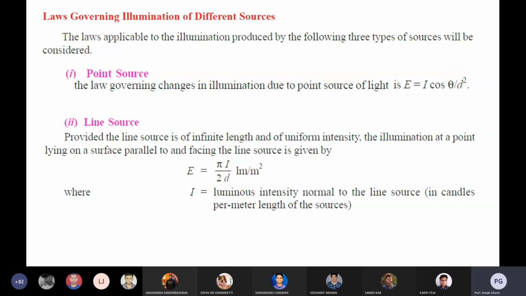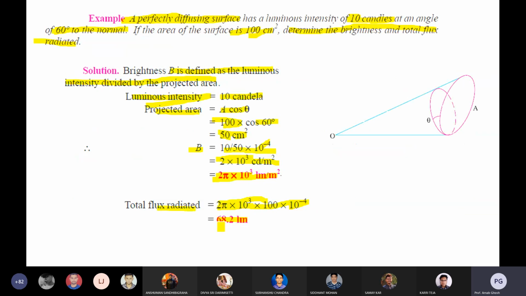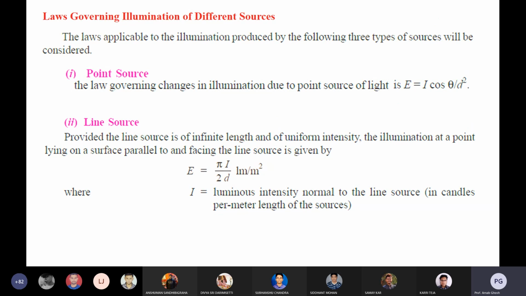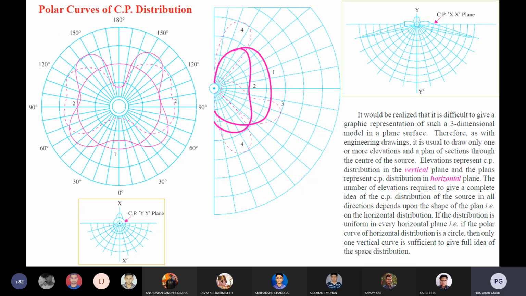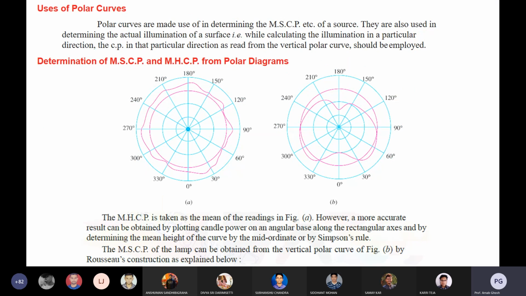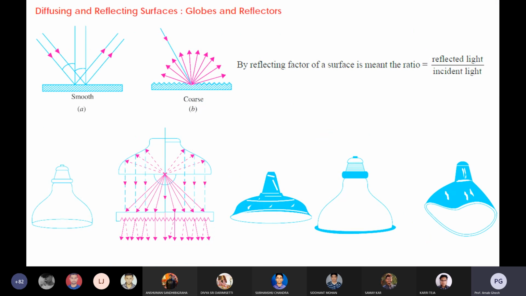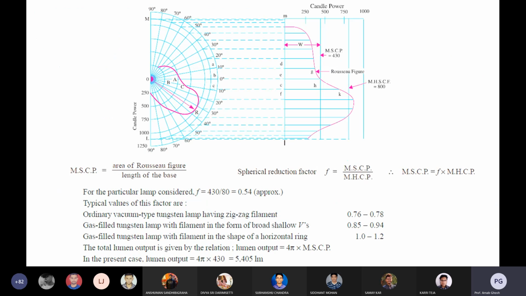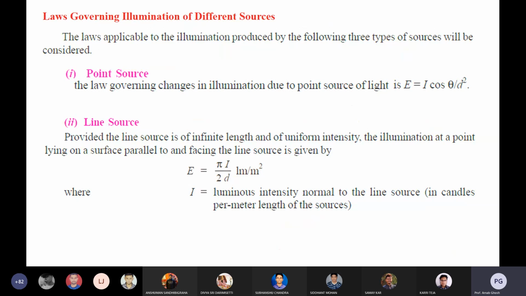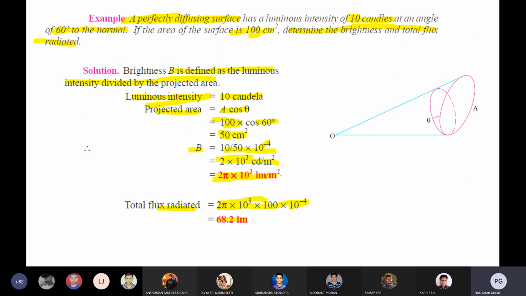So I hope up to this point, you can prepare yourself for the exam. For the next class we'll start from the next section: different types of sources, some polar charts or CP distributions, use of polar curves, and diffusing and reflecting surfaces of illumination. That portion we will discuss in our next class, which means after your exam. So up to this point, please prepare yourself for the exam.